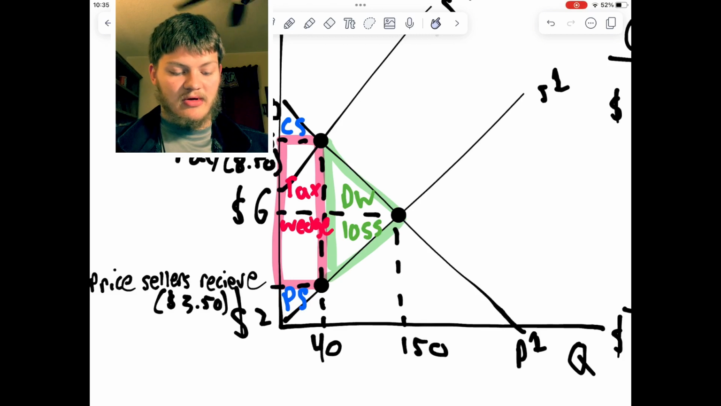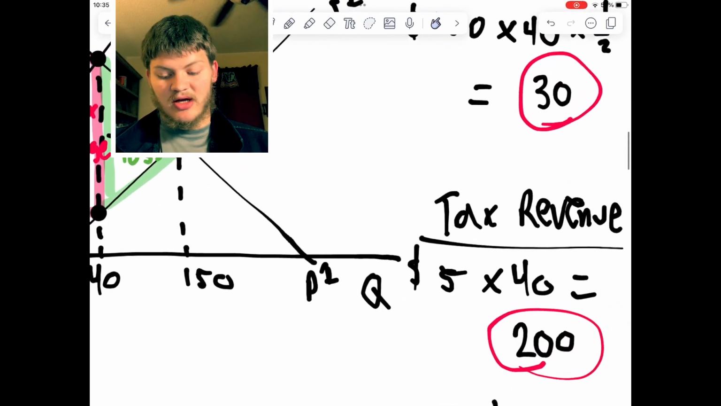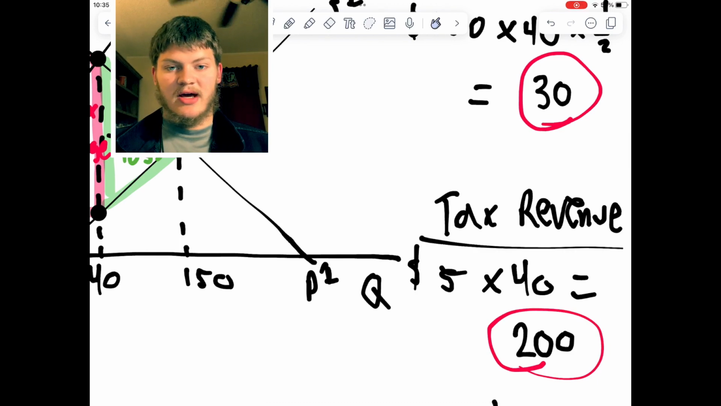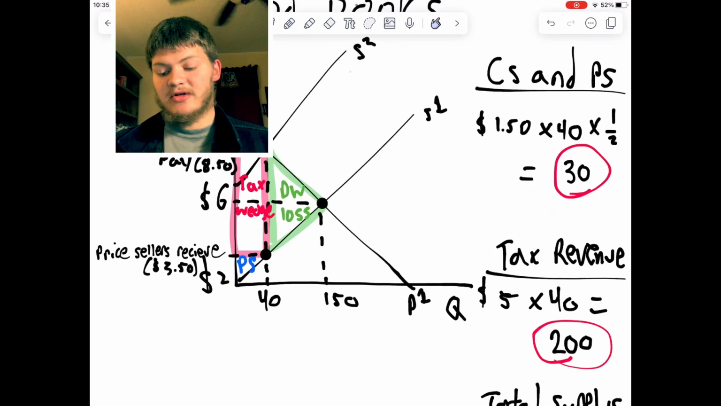So that's going to be $5 of tax revenue per unit sold. We have 40 units sold total. It's just length times width. It's $5 times 40 sold. It'd be $200 of tax revenue in this market of used books from the tax the government instituted.